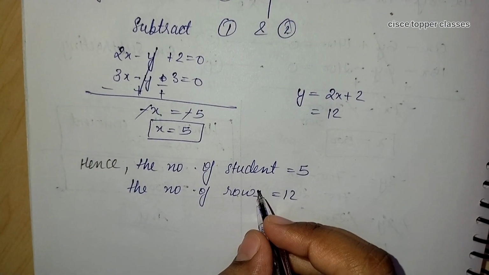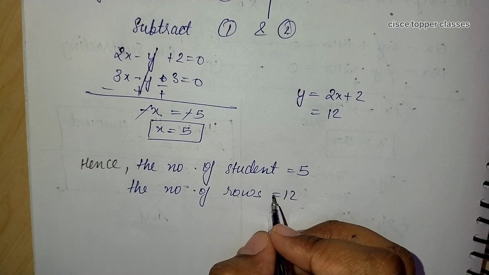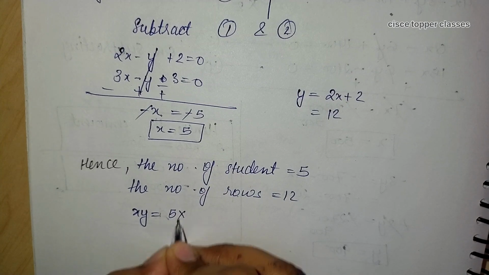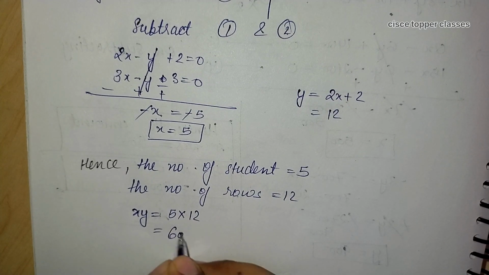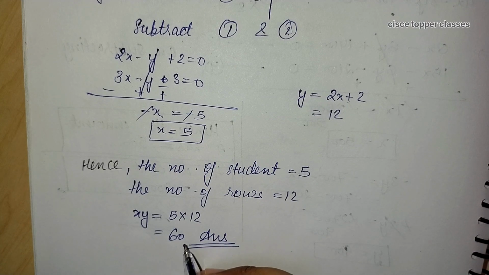Hence, we have to find the value of xy, means the number of students in the class. So we will multiply these both values. xy is equal to 5 into 12 equal to 60. So this is the final answer, means the strength of the class here is 60 students.